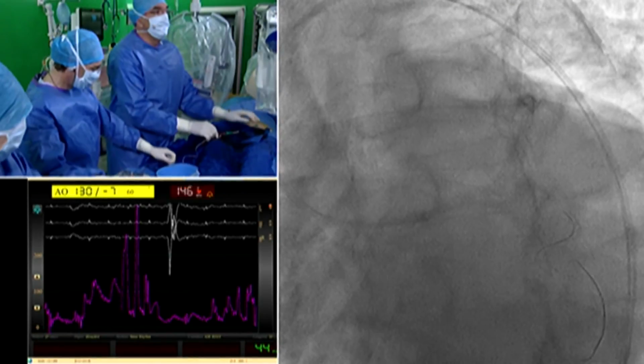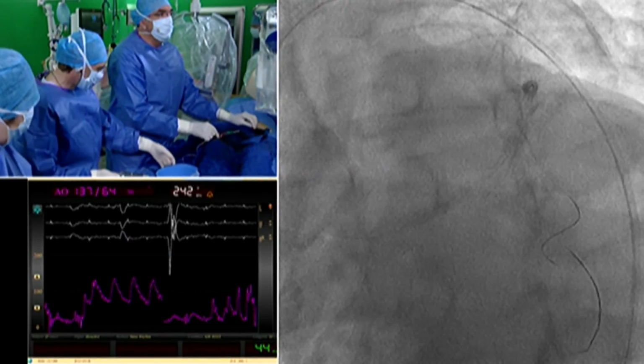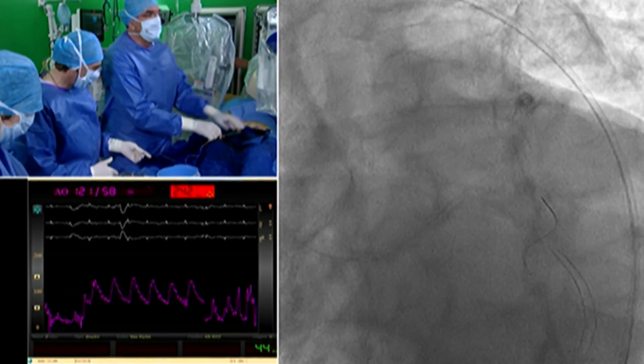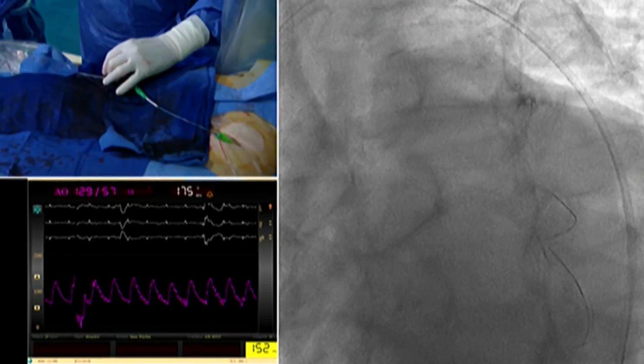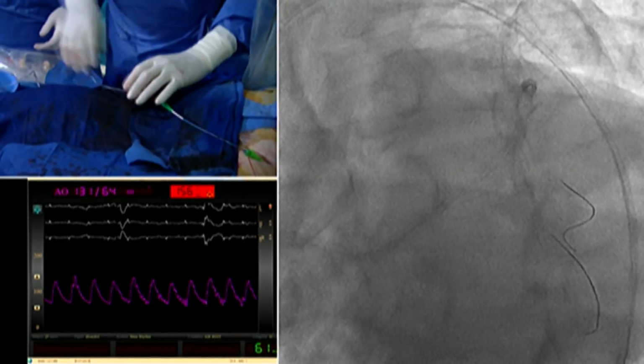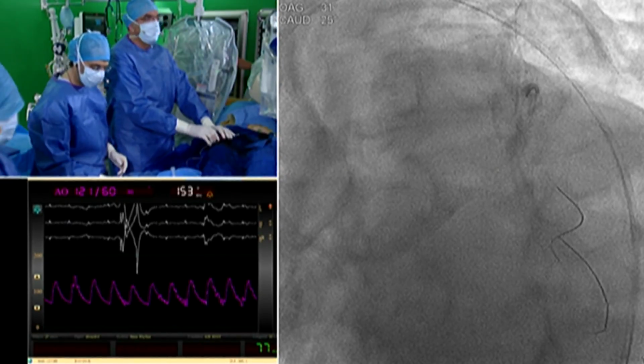Dr. Fajade, that was an excellent demonstration. Now we can take a POT view technique. Keep the wire.